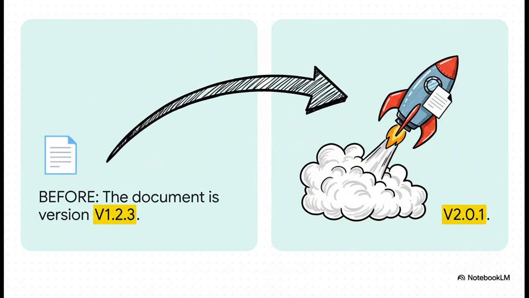So check out this example. Let's say you just finished a massive rewrite on version 1.2.3. You don't just go to 1.2.4. No way. You make the big jump to V2.0.1. And see how the second and third numbers reset? That clearly tells everyone, hey, this is a fresh start, a whole new phase for this document.